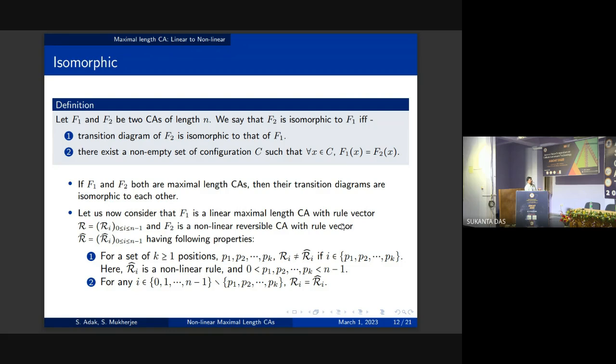This set of configurations we call the affected configurations. And how do we check that both CAs have the same structure? For this reason, we define the term isomorphic. Both are isomorphic when the transition diagrams are the same and there exists a non-empty set of configurations C, which means C must not be null.